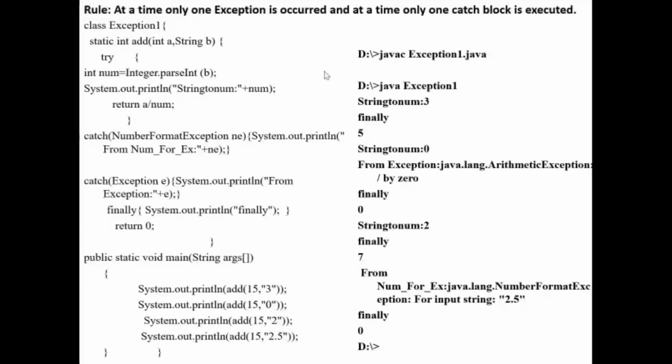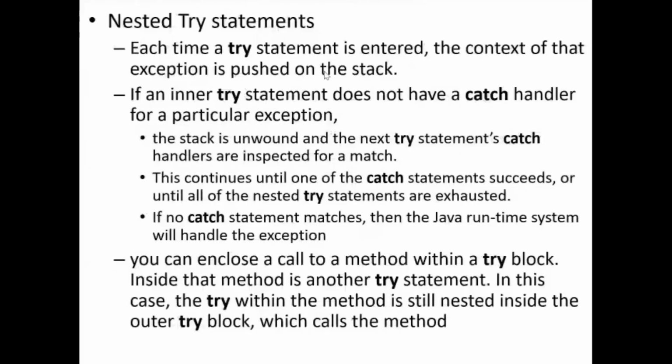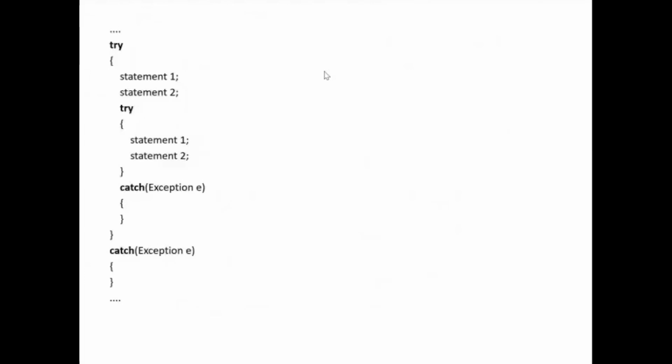And then multi-catch: a single try block can have more than one catch block. And then nested try statement: a try block within another try block is called a nested try. Also, if the function call is written within one try block, and the function definition also has a try catch block, that is also considered a nested try block. If there is no corresponding catch block in the inner try block, then it is caught by the outer try block's catch block.